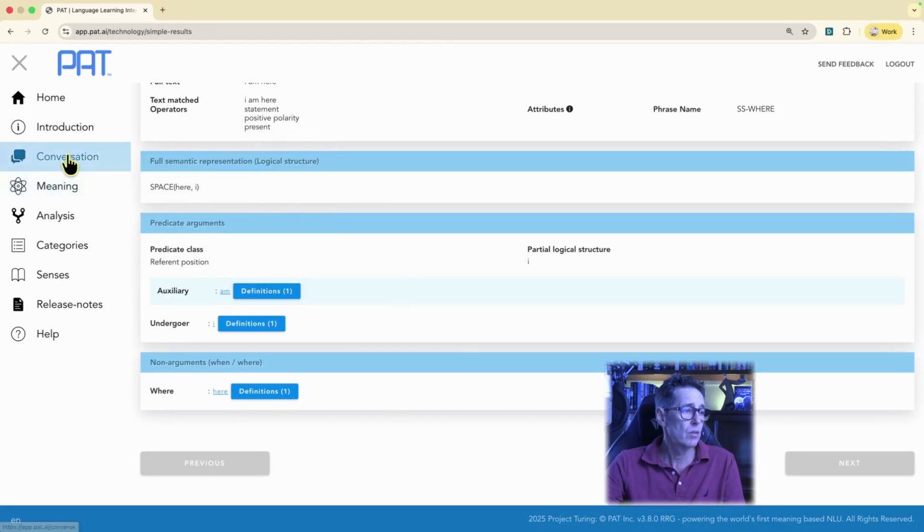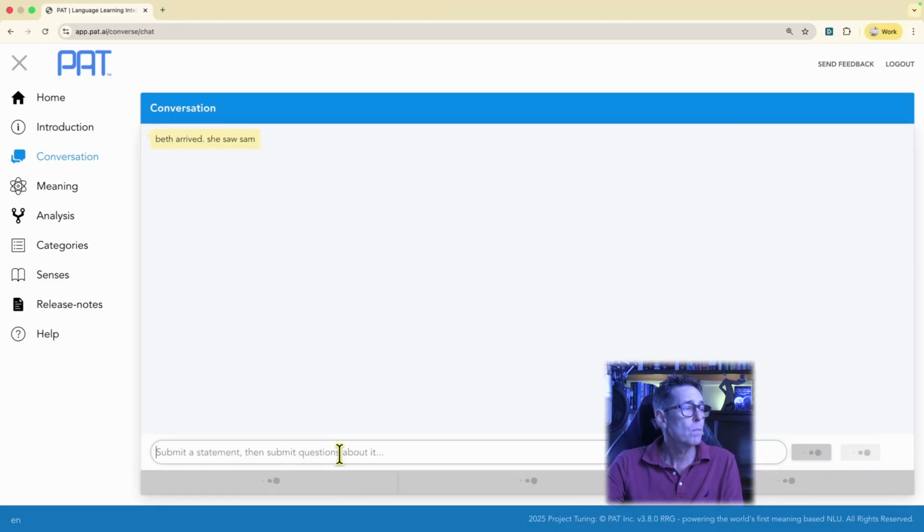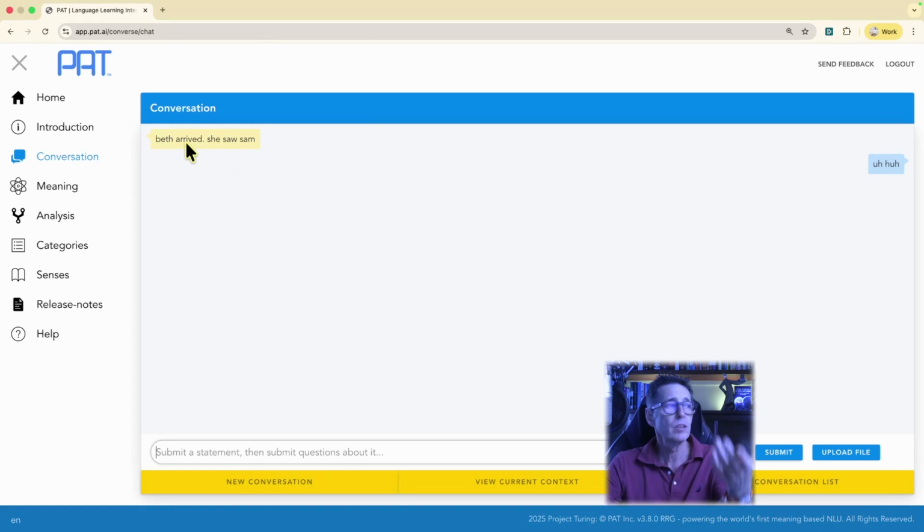Now, if we move to the conversation engine, this works the same way. If we said, "Beth arrived, she saw Sam," and we just put in those two sentences, any time the system recognizes a statement, we add that to context. And anytime we enter a question, we look at the context and interpret what the answer should be. So here all I've done is add two statements.